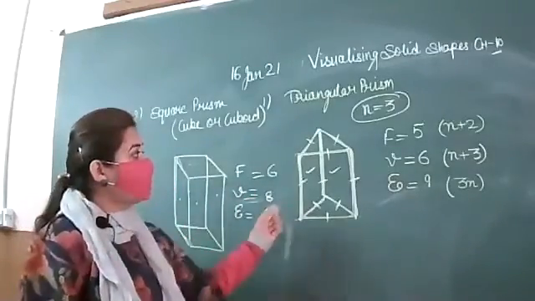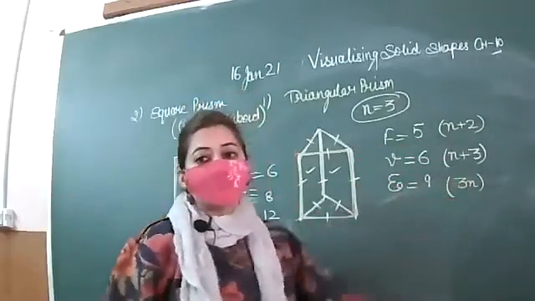Now check about the formula. I have written the formula n plus 2, n plus 3 and thrice of n.